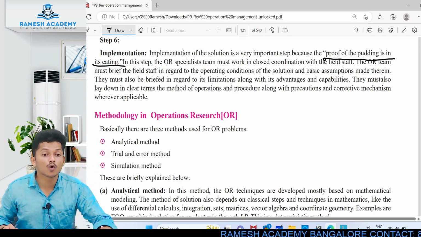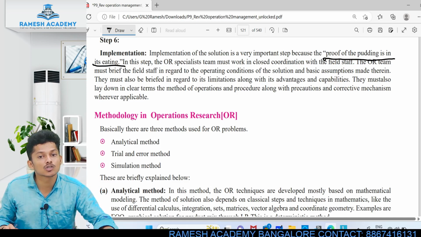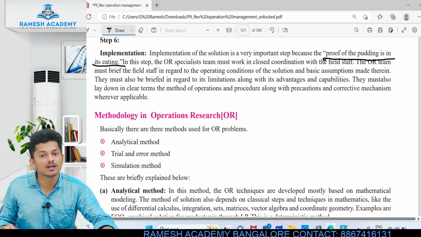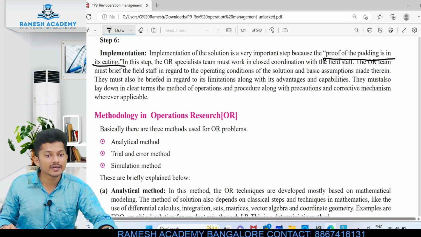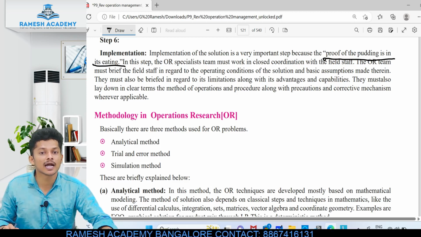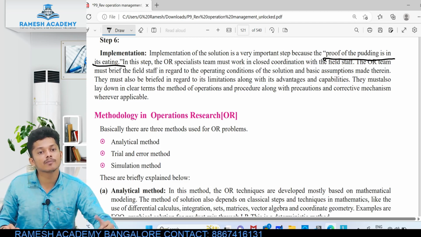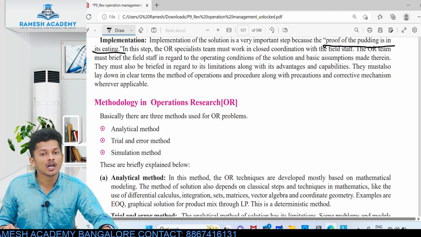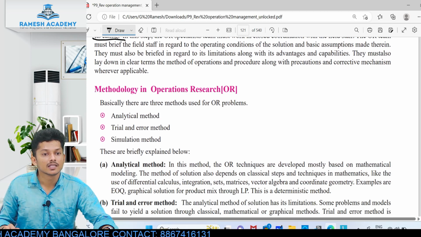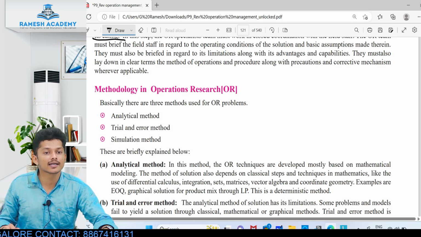In this step, the OR specialist team must work in close coordination with the field staff, and the OR team must brief the field staff in regard to the operating conditions of the solution and basic assumptions made therein. They must also be briefed in regard to its limitations along with advantages and capabilities. They must also lay down in clear terms the method of operation and procedure along with the precautions and the corrective mechanism wherever applicable.